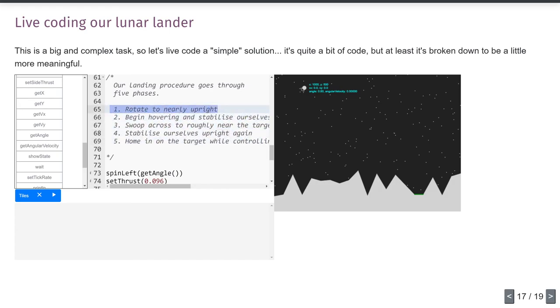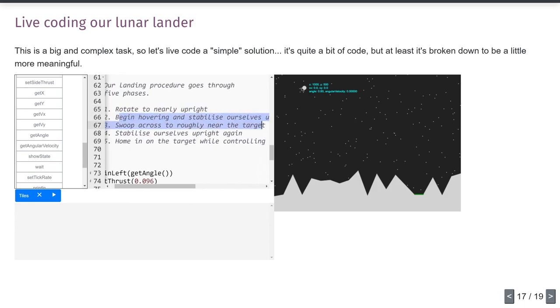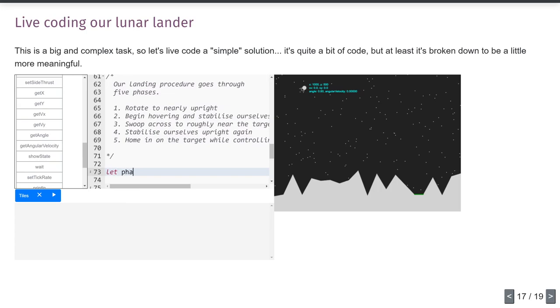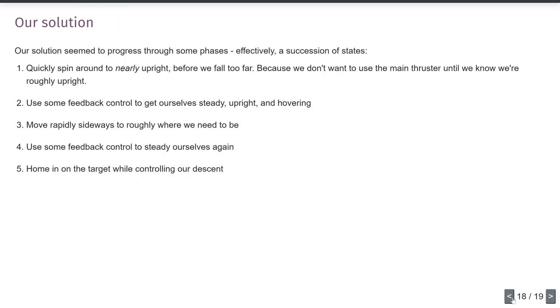We've got the getting ourselves nearly upright state, we've got the stabilizing state, we've got the moving to the target state, and we might start treating those as state transitions that we would actually model by having some variable stabilizing and deciding what we are doing based on what phase we're in. And we might do that so that we can control the transitions between them and have checks on, well, if we're getting down here and there's a gust of wind, maybe we need to go, nope, we are going back into the stabilizing state before we finish homing in.